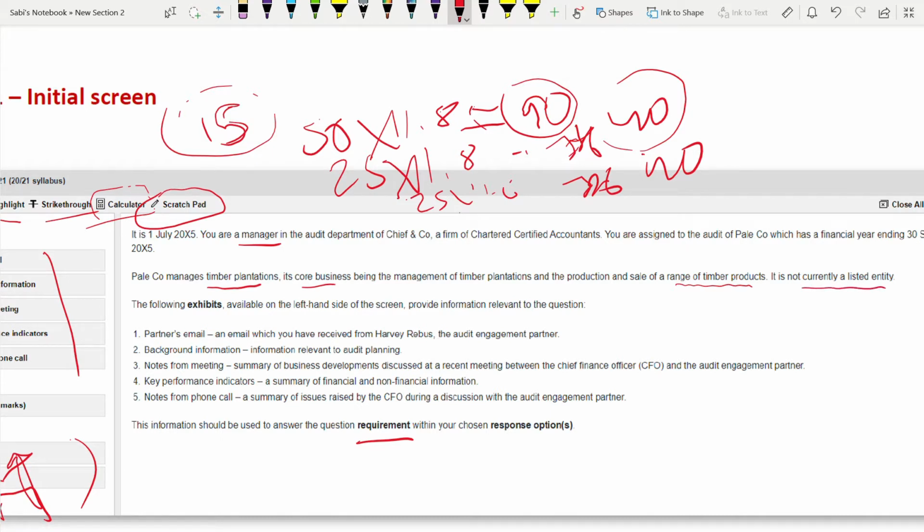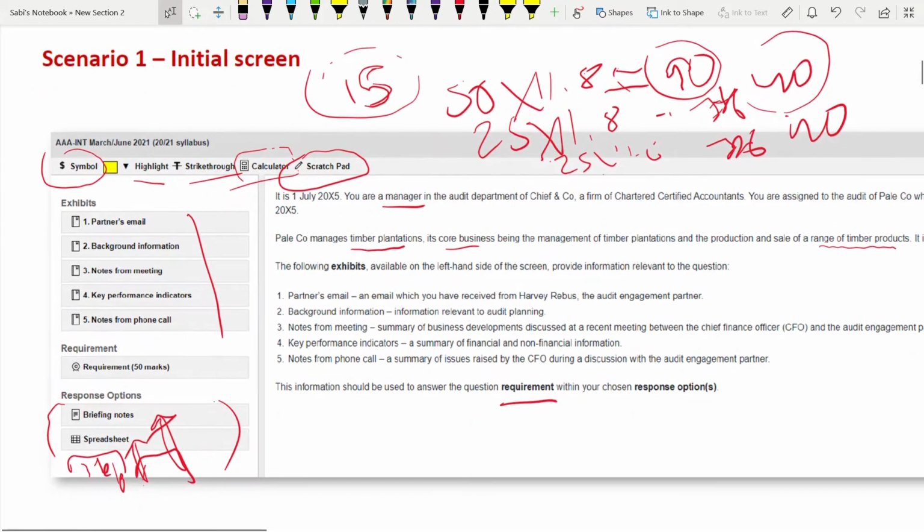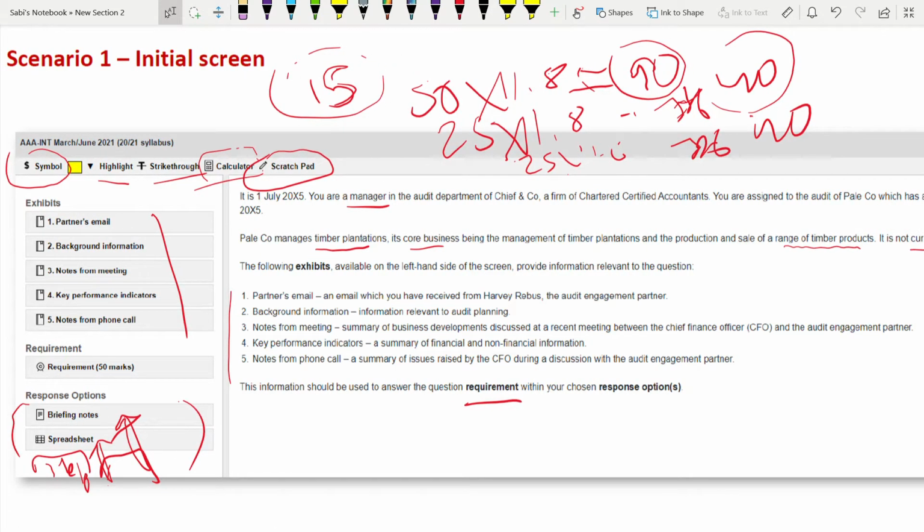So these are the following exhibits. You don't have to read the exhibits in detail, but you can read from here and understand. Just have a brief overview. The first one is the partner's email, an email which you have received from Herbie, the audit engagement partner.